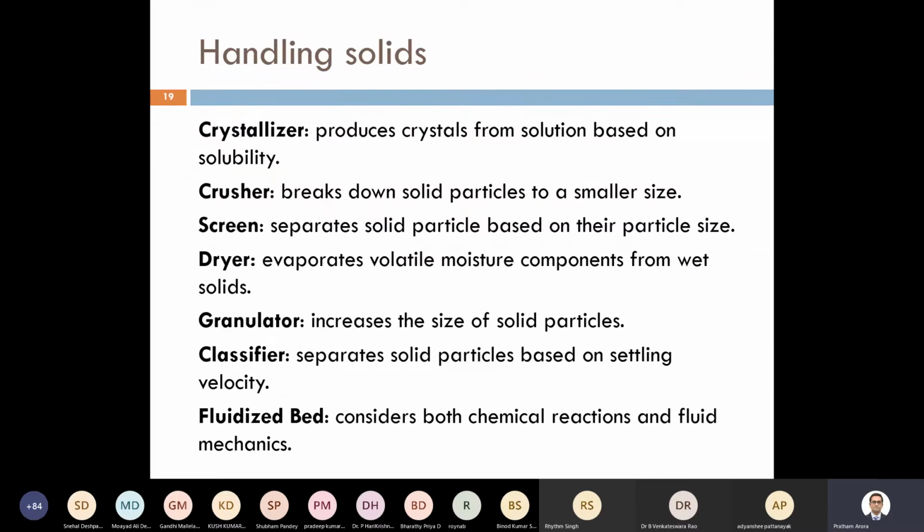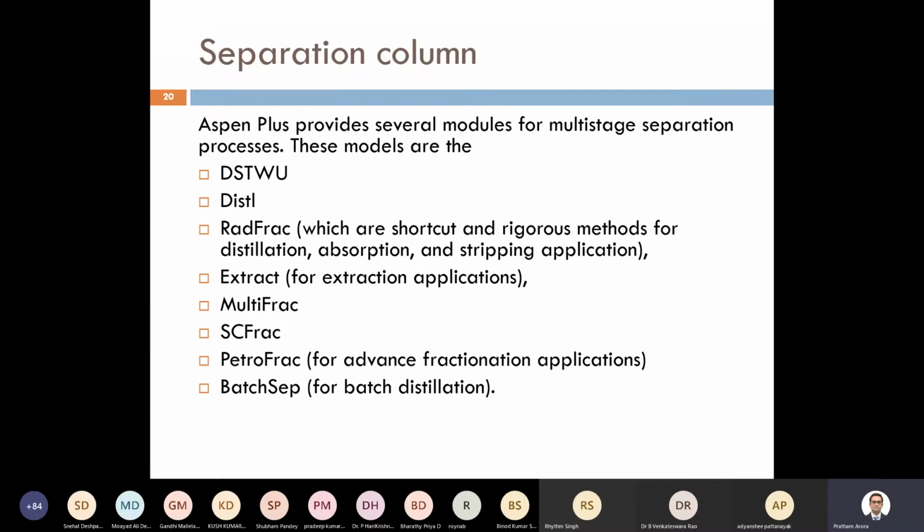Plus, it has a lot of features for handling solids, which would involve fluidized beds, classifiers, granulators, dryers, screening, crushing, crystallizers. Crushers, screens, dryers, and fluidized beds are something that you would need for any system that would require bioenergy, because these are the standard processes.